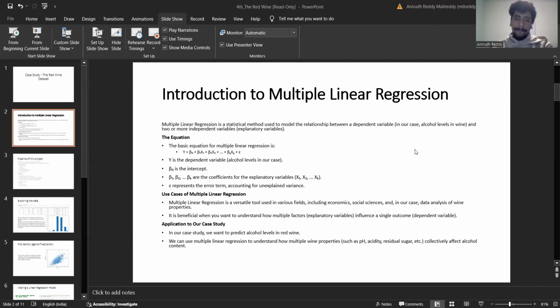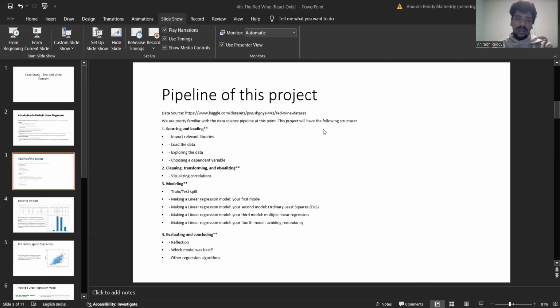So in this project, in this PPT, I'll explain in a systematic manner which pipeline I have used. This project involves data sourcing, exploration, model creation, evaluation, and interpretation.